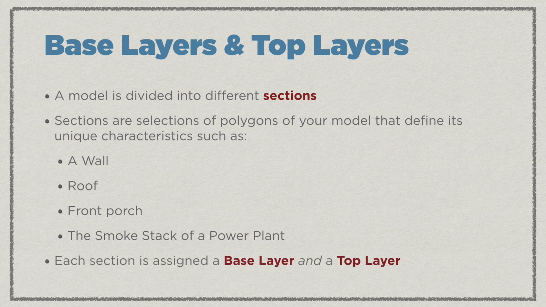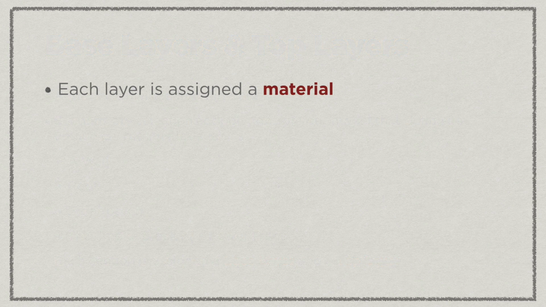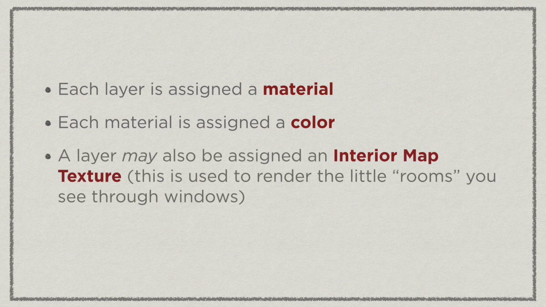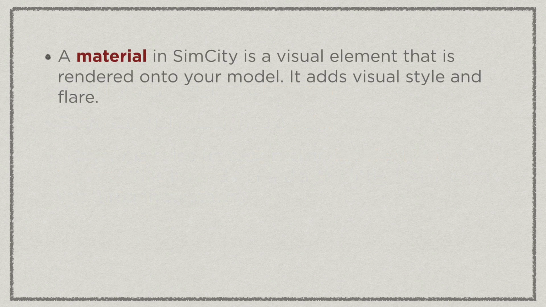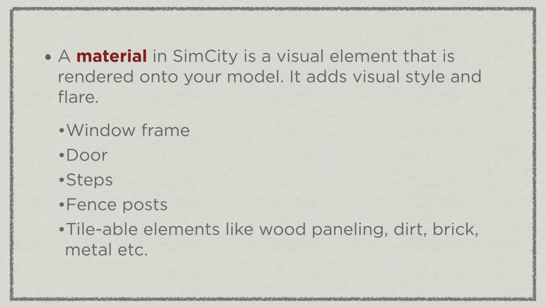Now, each section is assigned a base layer and a top layer. And each layer is assigned a material, and each material is assigned a color. A layer may also be assigned an interior map texture. This is used to render the little rooms you see through windows, which we'll talk about later. A material in SimCity is a visual element that is rendered onto your model. It adds visual style and flair. Some example materials are a window frame, a door, steps, fence posts, tileable elements like wood paneling, dirt, brick, metal, etc.